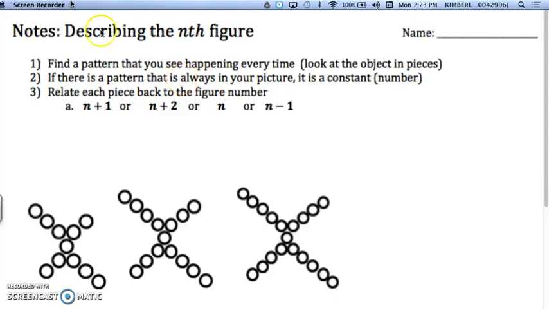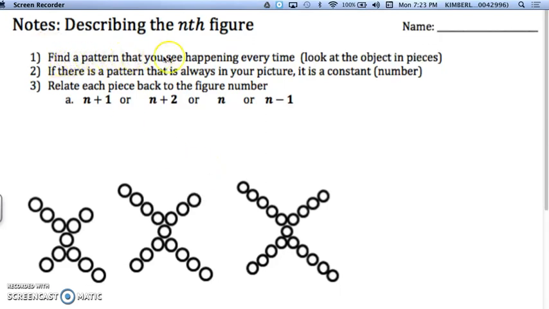So in this video, we're going to talk about describing an nth figure. And remember, n just stands for the figure number you're in. So nth just means any kind of figure you would ever want to know about. So this number could be replaced with fifth, so we could describe the fifth figure. We could describe the 100th figure, okay? So we're just going to look at describing something that's too big for us to actually draw out.